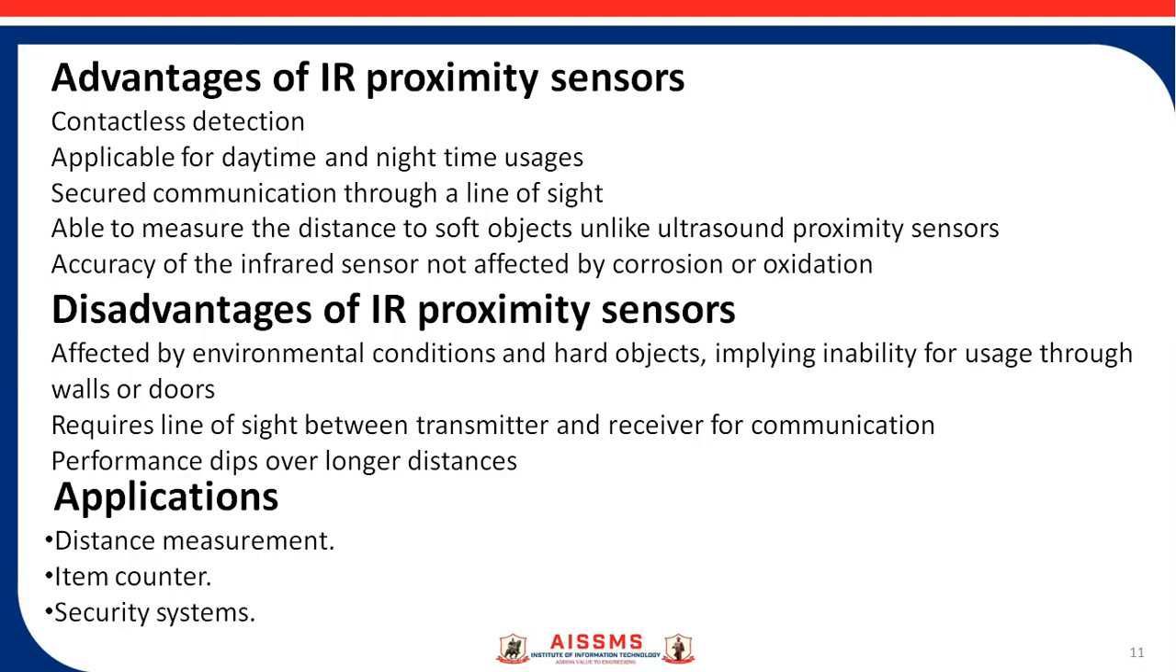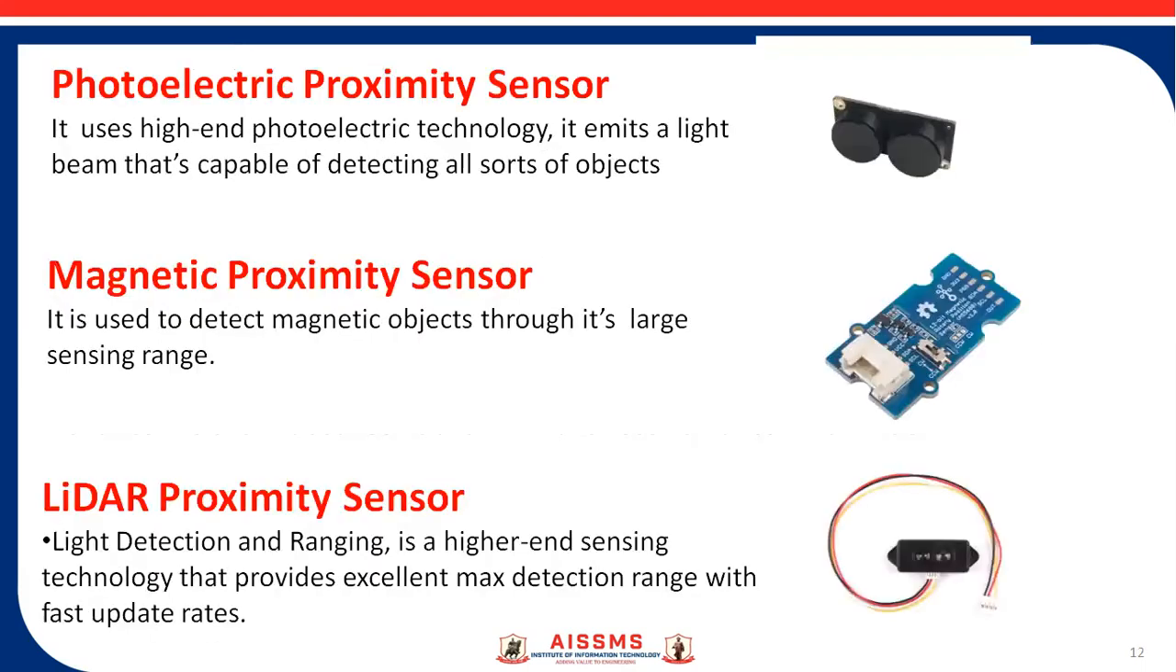Application areas: it is used in distance measurement. Item counter: when an object cuts the radiating light, it counts as 1. It is used in security systems such as the burglar alarm, and it is used in monitoring and control applications. There are other types of proximity sensors also available in the market. Those are photoelectric proximity sensor, magnetic proximity sensor, and LiDAR proximity sensor.